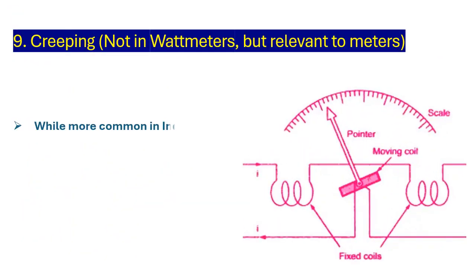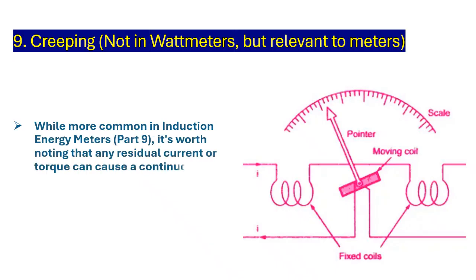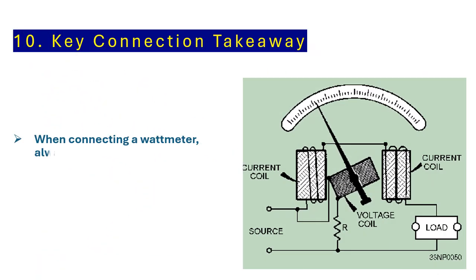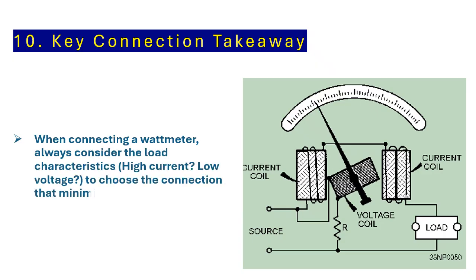9. Creeping, not in wattmeters, but relevant to meters. While more common in induction energy meters, Part 9, it's worth noting that any residual current or torque can cause a continuous low-speed rotation, known as creeping in energy measurement, though less relevant to instantaneous power wattmeters. 10. Key connection takeaway. When connecting a wattmeter, always consider the load characteristics, high current, low voltage, to choose the connection that minimizes the percentage error relative to the true load power.